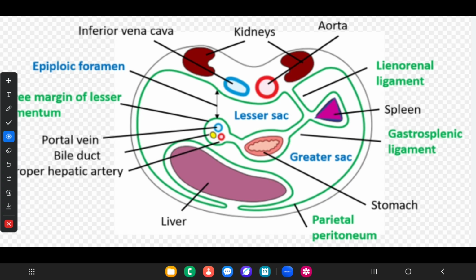The free margin of the lesser omentum with its three contents, namely the portal vein, bile duct, and the hepatic artery, forms the anterior boundary of the epiploic foramen. Then the inferior vena cava forms the posterior boundary of epiploic foramen, and the caudate process of the liver forms the superior boundary of the epiploic foramen. It is the superior boundary, and the first part of the duodenum is the inferior boundary.